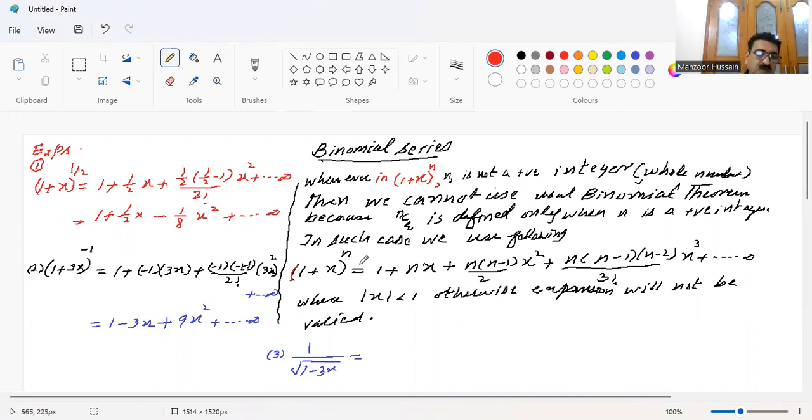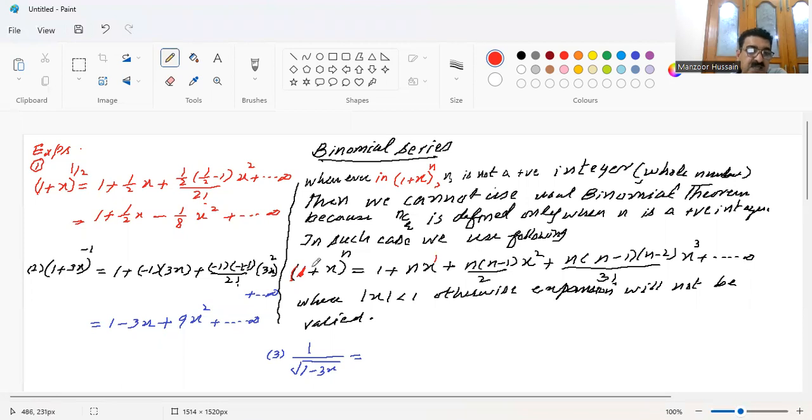Therefore, we have a new formula for this: (1 + x) whole raised to the power n. Here the first term will always be equal to 1. Always write the first term as 1. Then plus the second term, which is always the product of n and x. And the third term is n into n minus 1 (you decrease n by 1), whole divided by 2, and you increase the power of x. Here the power of x was 1, here the power of x is 2.